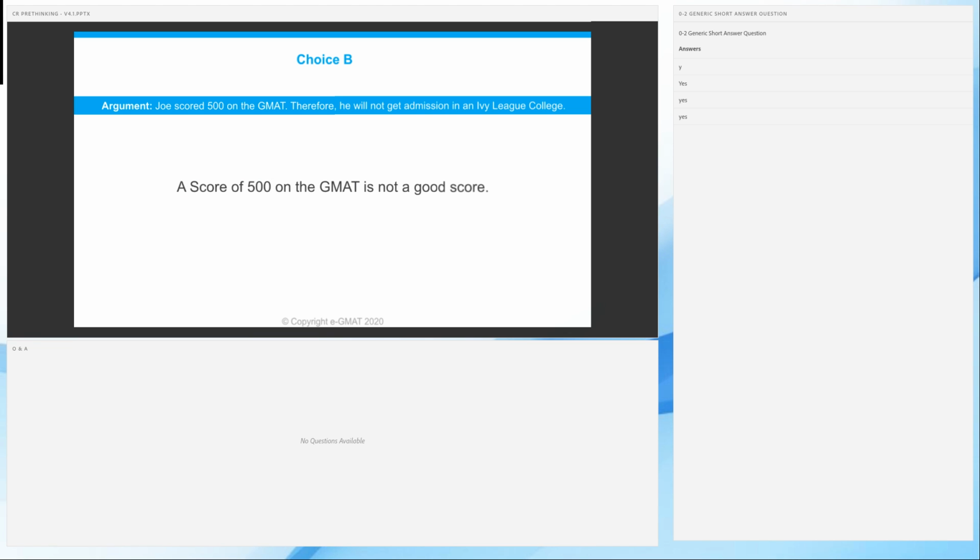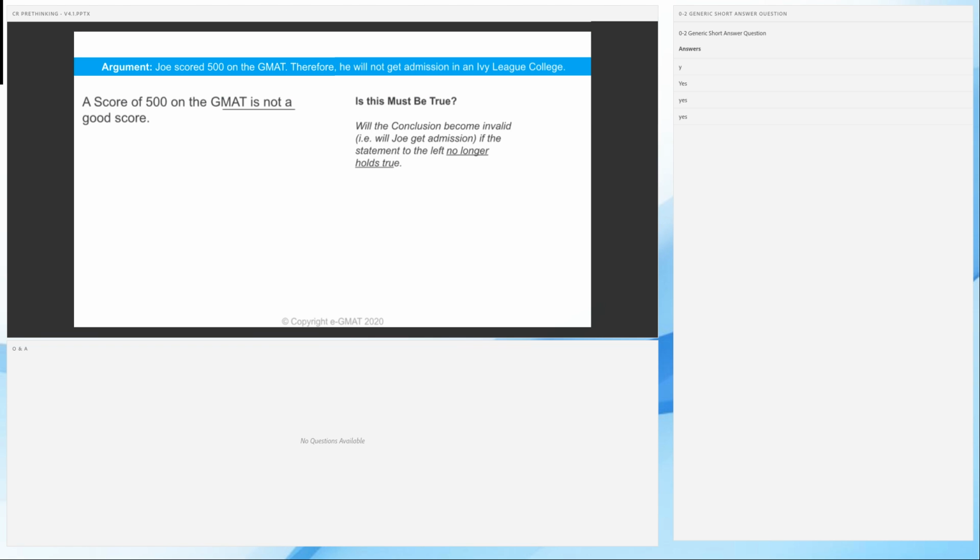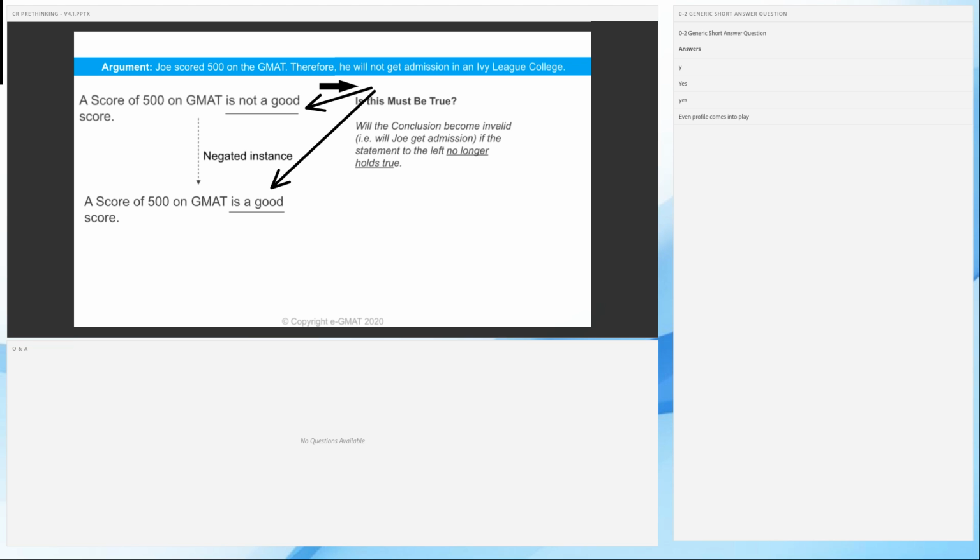Let's take another example. A score of 500 on the GMAT is not a good score. Let's look at this and ask ourselves, is that a must be true? To do that, let's ask the same question. Is this must be true? Let's say it's not. So if this statement is not true, then a score of 500 becomes a good score. So if a score of 500 becomes a good score, then does my conclusion break down?